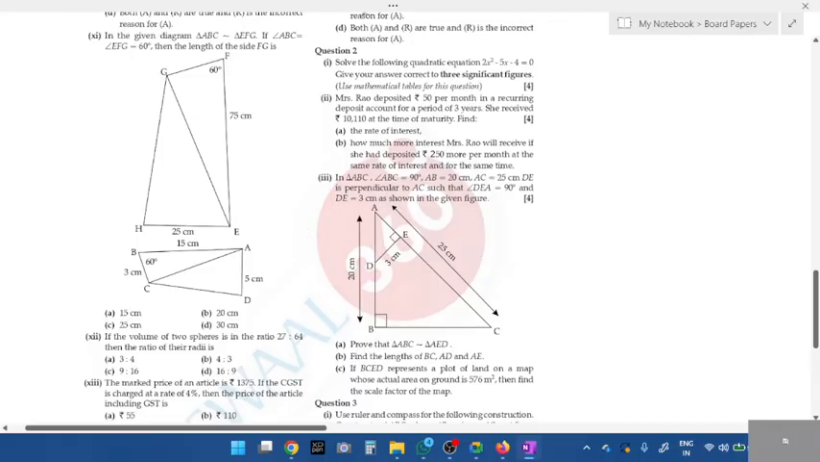Next, ninth one. Which chapter is this ninth one? ABC. Which chapter is this? Similar to triangle? Similar EFG.